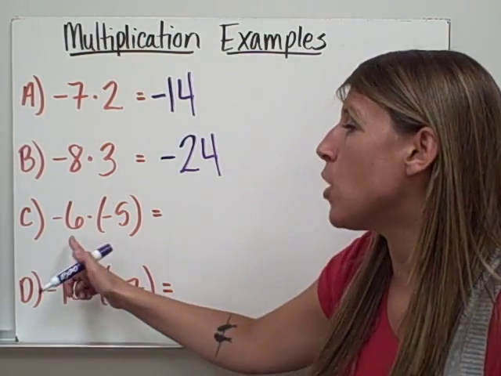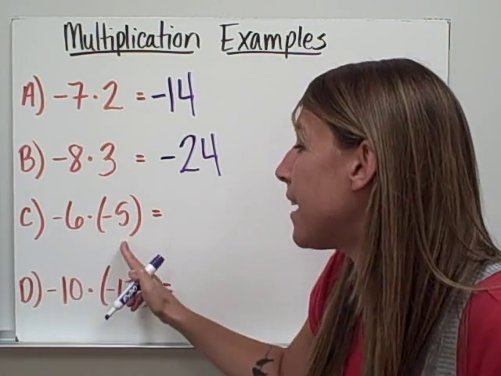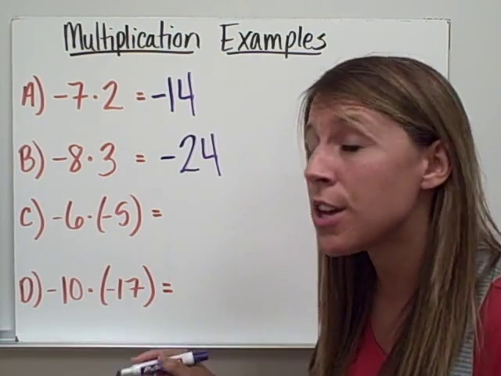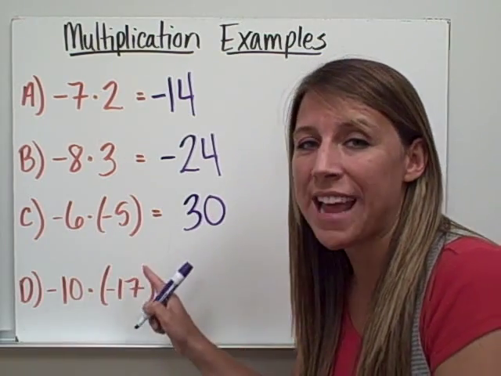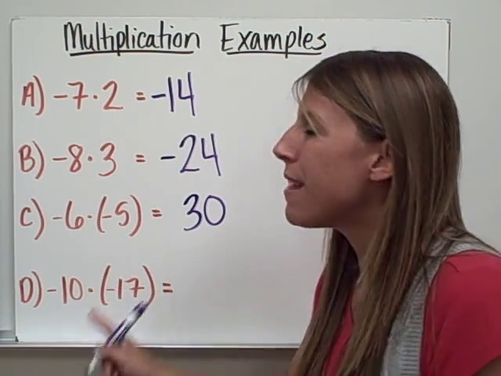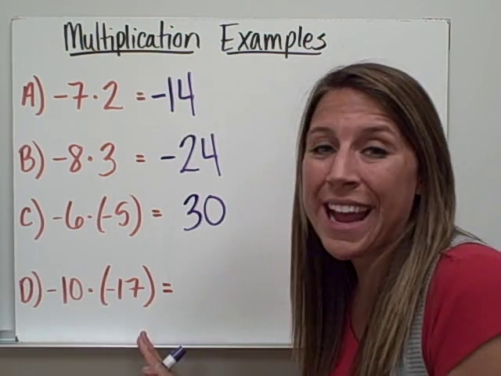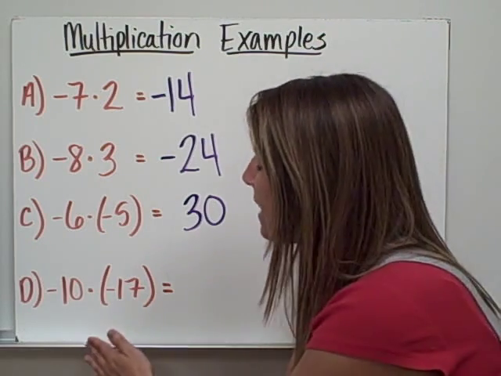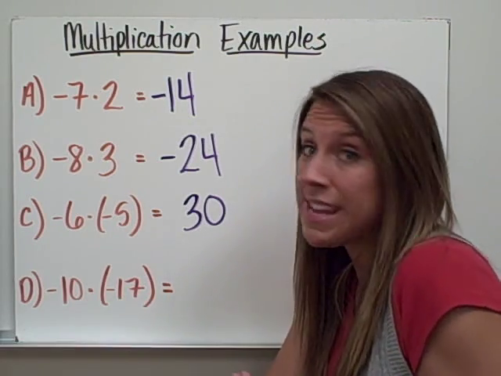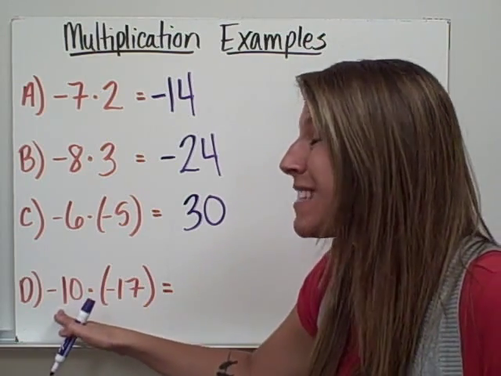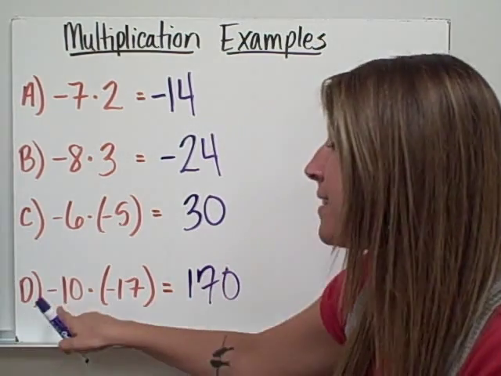In example C, I notice that I'm multiplying a negative times a negative. My signs are the same, -6 times -5. Well, I know that 6 times 5 is 30, and so my answer is going to be a positive 30, again, because the signs are the same, so my answer is positive. And then my last multiplication example is -10 times -17. Signs are the same, so my answer will be positive. 10 times any number, you may recall the pattern. If you multiply 10 by a number, you simply add a 0 to the end of it. And so 17 times 10 is 170, and my answer is positive because I recognize that the signs are the same.